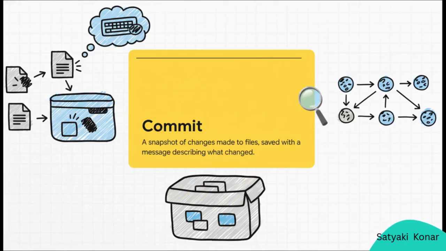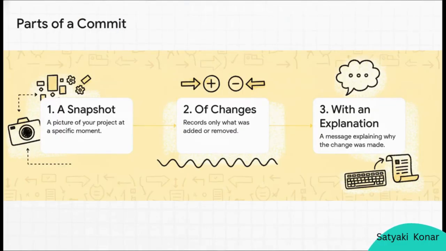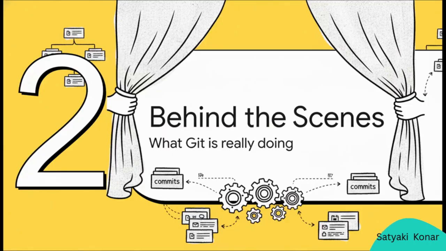So what is it? A commit is basically a snapshot of those diffs, those changes we just talked about, all bundled up and saved with a little note from you explaining what you did. So if you break it down, every single commit has 3 simple parts. 1, it's a snapshot. 2, it's a snapshot of changes. And 3, it comes with an explanation, your commit message. That's the magic formula, a snapshot of changes with an explanation. Got it? Cool.